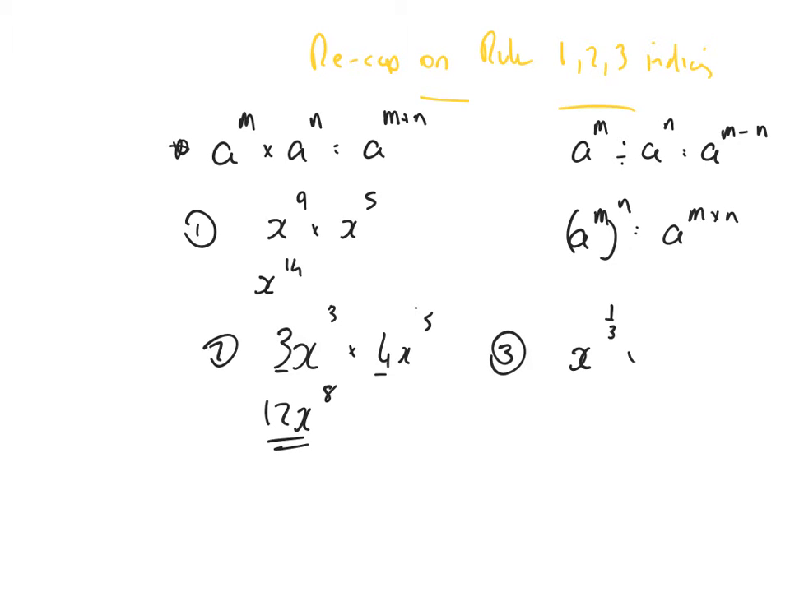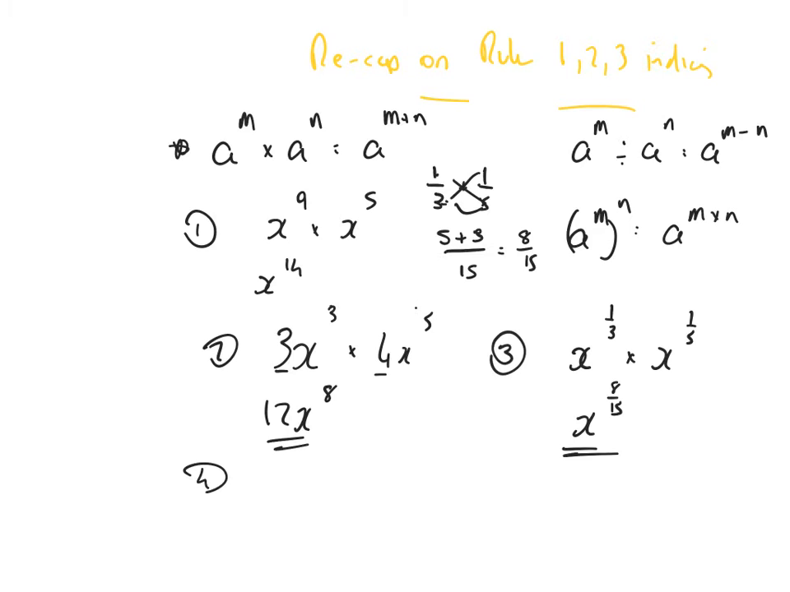Example 3: x to the 1/3 times x to the 1/5. Okay, so you need to add the powers, but a third plus a fifth, and you go to the side and do a kiss and smile with that one. So it's 5 times 1 is 5, plus 1 times 3 is 3, or 3 5s is 15, and that's 8 over 15. Bring it back in, x to the power 8 over 15.